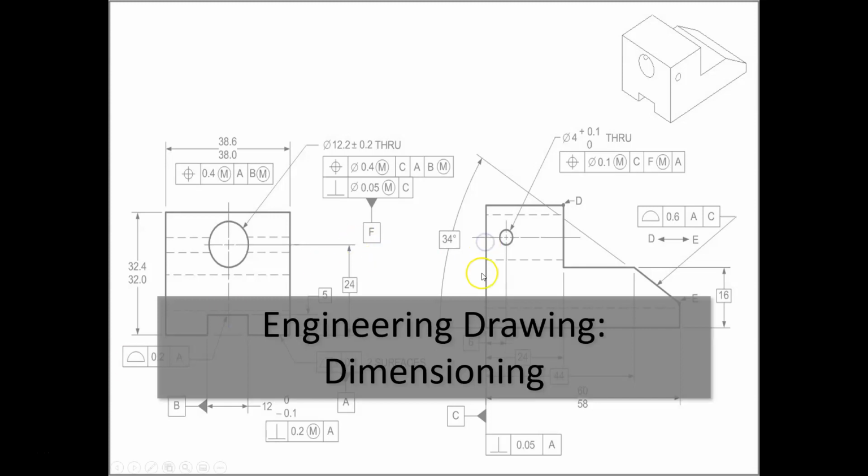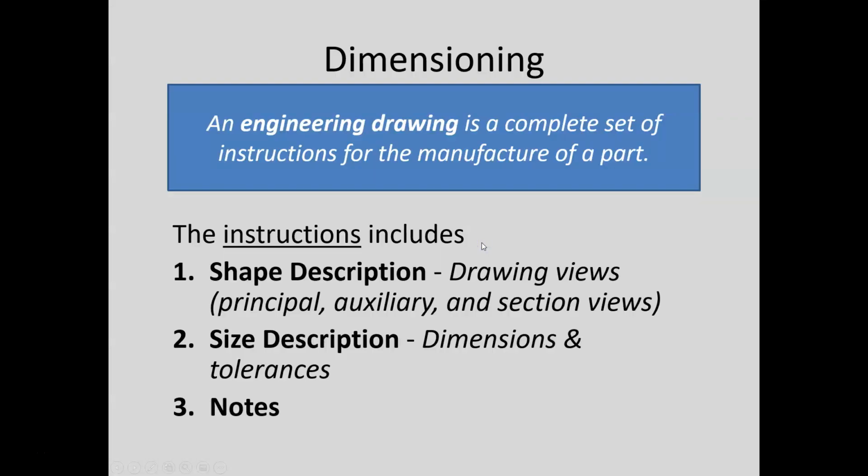So we're looking at the dimensioning side of things, but let's take a step back and understand what a drawing is trying to do. What is the intention or objective of an engineering drawing? Okay, so an engineering drawing is, as it says here, a complete set of instructions for the manufacture of a part. Okay, so complete set of instructions is key, but also for the manufacture of a part.